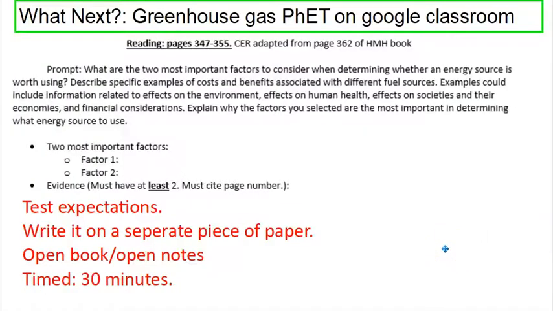So the first thing we're going to start off with is this CER that I told you about on Monday. So this is test expectations. You're doing it on your own, not as partners. It should be silent, phones away, all that stuff. Write it on a separate piece of paper. Make sure you put your name at the top. This is open book and open notes.